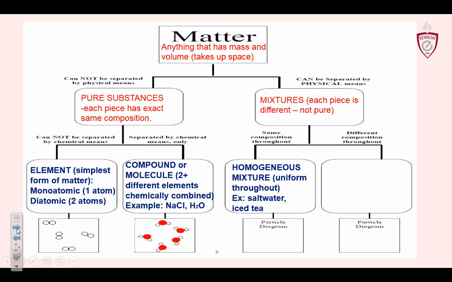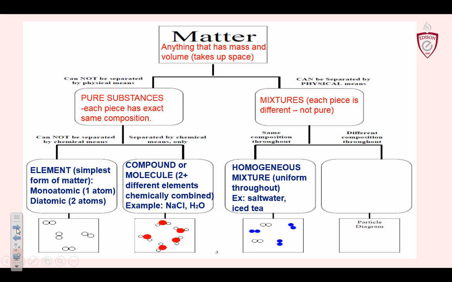Now to finish the right-hand side, things that can be physically separated are mixtures. A composition that's the same all the way throughout is homogeneous. Homo means same, uniform all the way throughout. A particle diagram would be something like this, two diatomic elements. Think of salt water or iced tea, or Kool-Aid. You took sugar and you put it in the water, in the colored Kool-Aid. You stirred it all up, but now it looks the same all the way throughout. You can't tell that there are two different things. That's homogeneous. You see one thing all the way throughout, but you know it's a mixture. You put the stuff together.